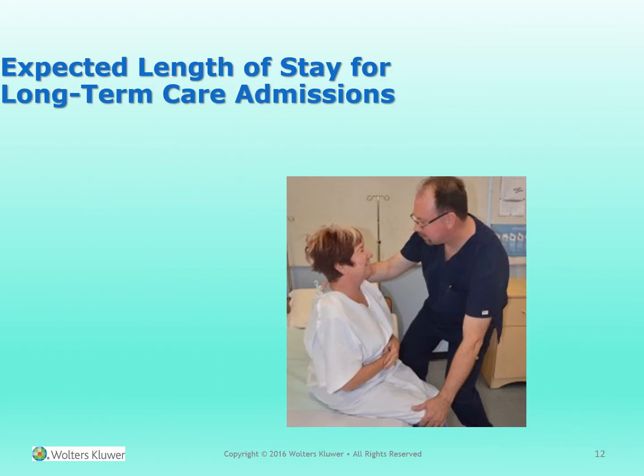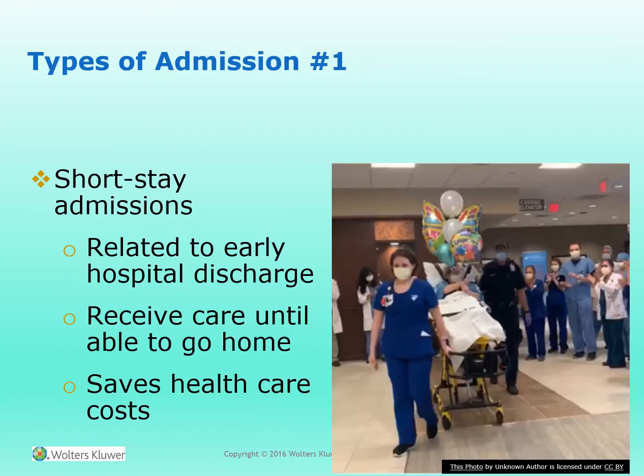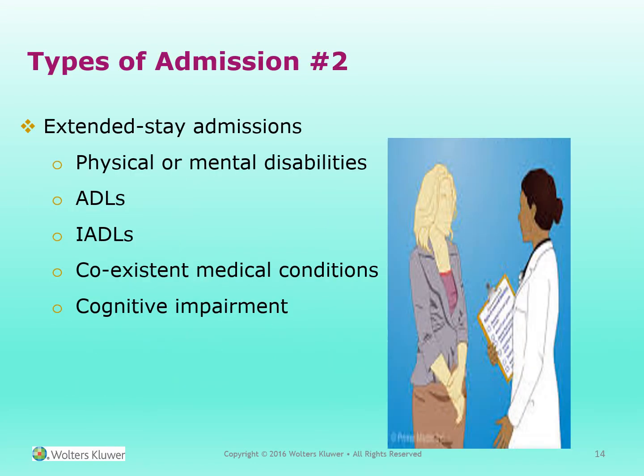Expected length of stay for long-term care admissions. Types of admission. Short stay admissions related to the early hospital discharge. They receive care until they are able to go home, and it also saves healthcare costs. Types of admissions. Extended stay admissions are those with physical or mental disabilities. They need help with ADLs, IADLs. They have coexistent medical conditions, and there might be cognitive impairment.